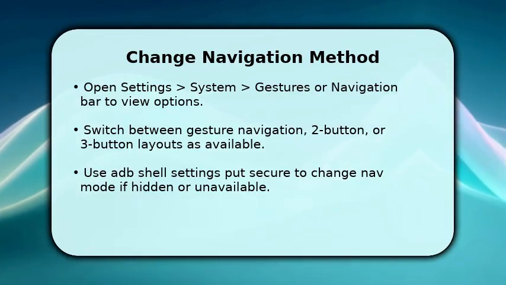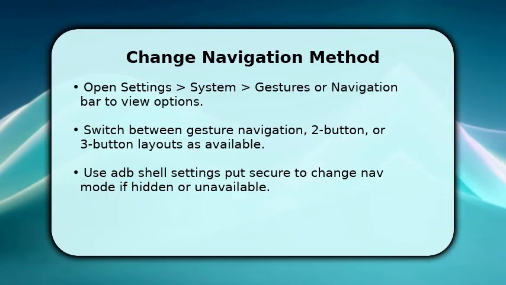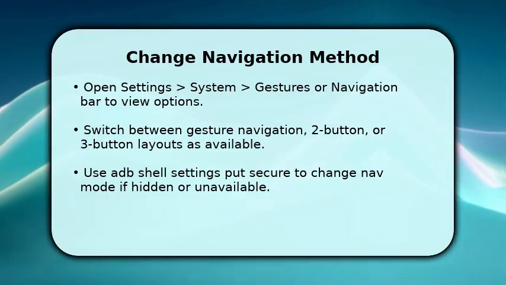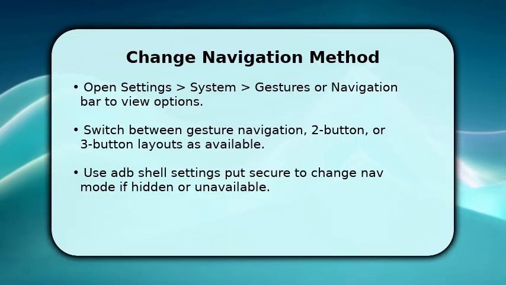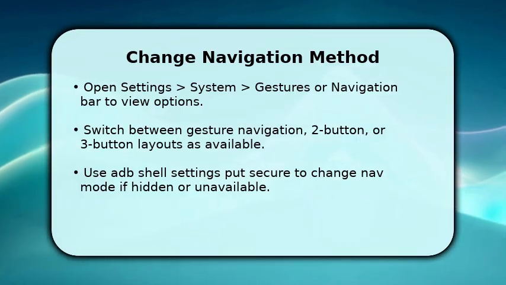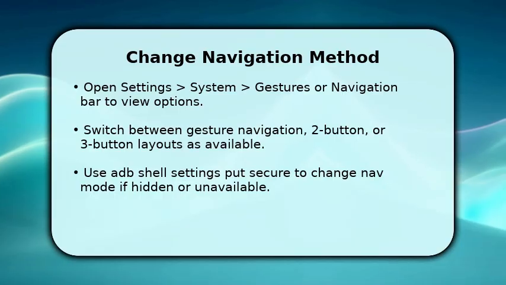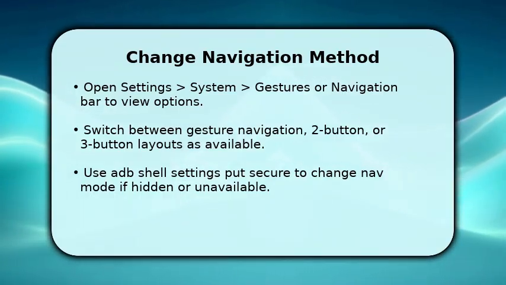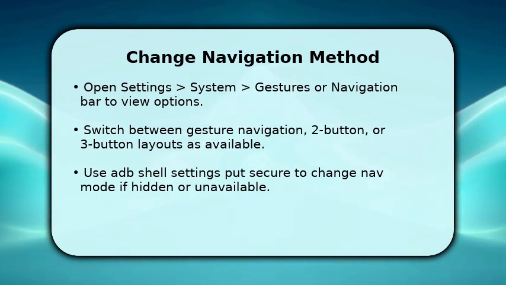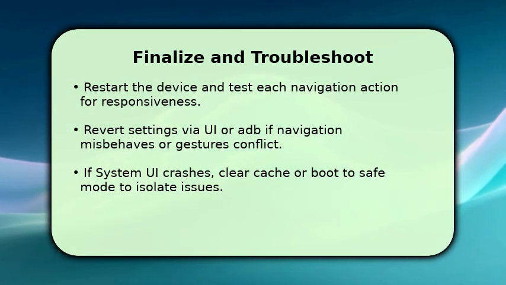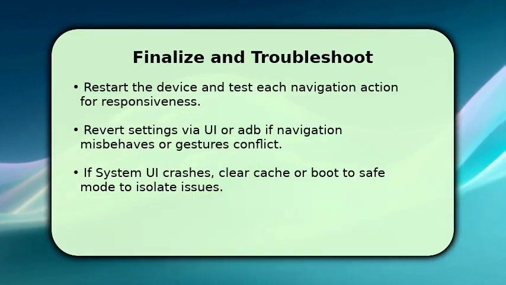If your ROM hides the option, use adb. adb shell settings put secure system navigation keys value, or the appropriate secure key for your device. This forces the change. Make sure to reboot or relaunch system UI so the new scheme takes effect, and to confirm the behavior. To finish, restart the device and thoroughly test taps, swipes, and back actions to ensure responsiveness.